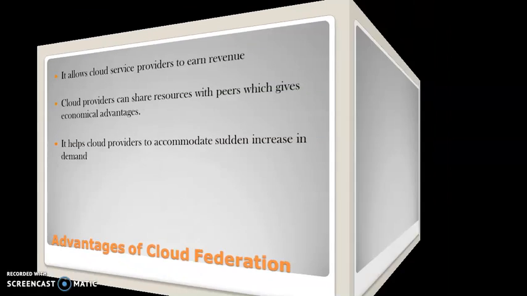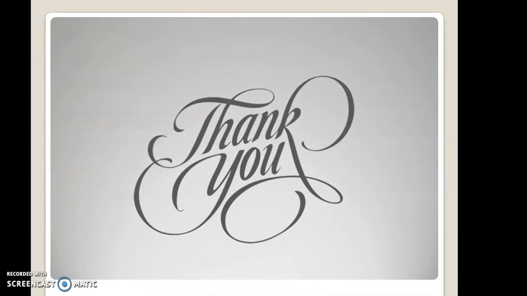So in today's lecture, we have learned the cloud deployment models. In that, we have learned hybrid cloud, community cloud, public cloud, and private cloud. Along with that, we have learned the concept of federated cloud, federation, or intercloud.